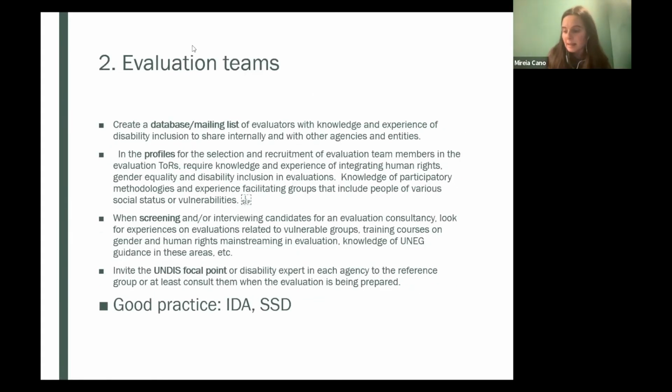And this element has to do with the evaluation teams having knowledge and or experience of disability inclusion where relevant. So, for example, creating a database or a mailing list of evaluators, and Gopal, you were talking about that, or consultants with knowledge and experience of disability inclusion that we can share internally and with other agencies and entities. In the profile section for the selection and recruitment of the team, to also require that knowledge and experience when screening the candidates, and then also inviting a UNDIS focal point or disability expert in each agency to the reference group, or at least consult them when the evaluation is being prepared.